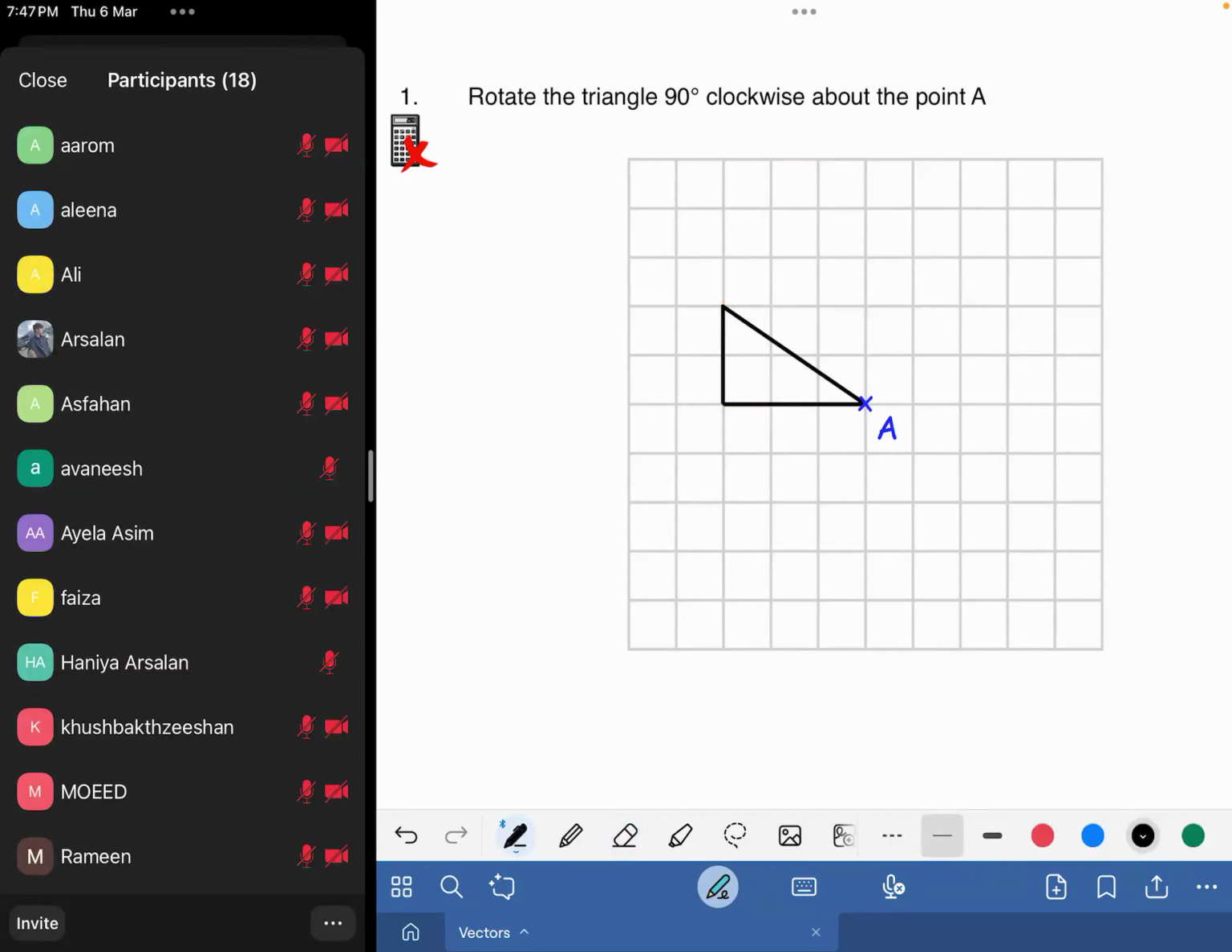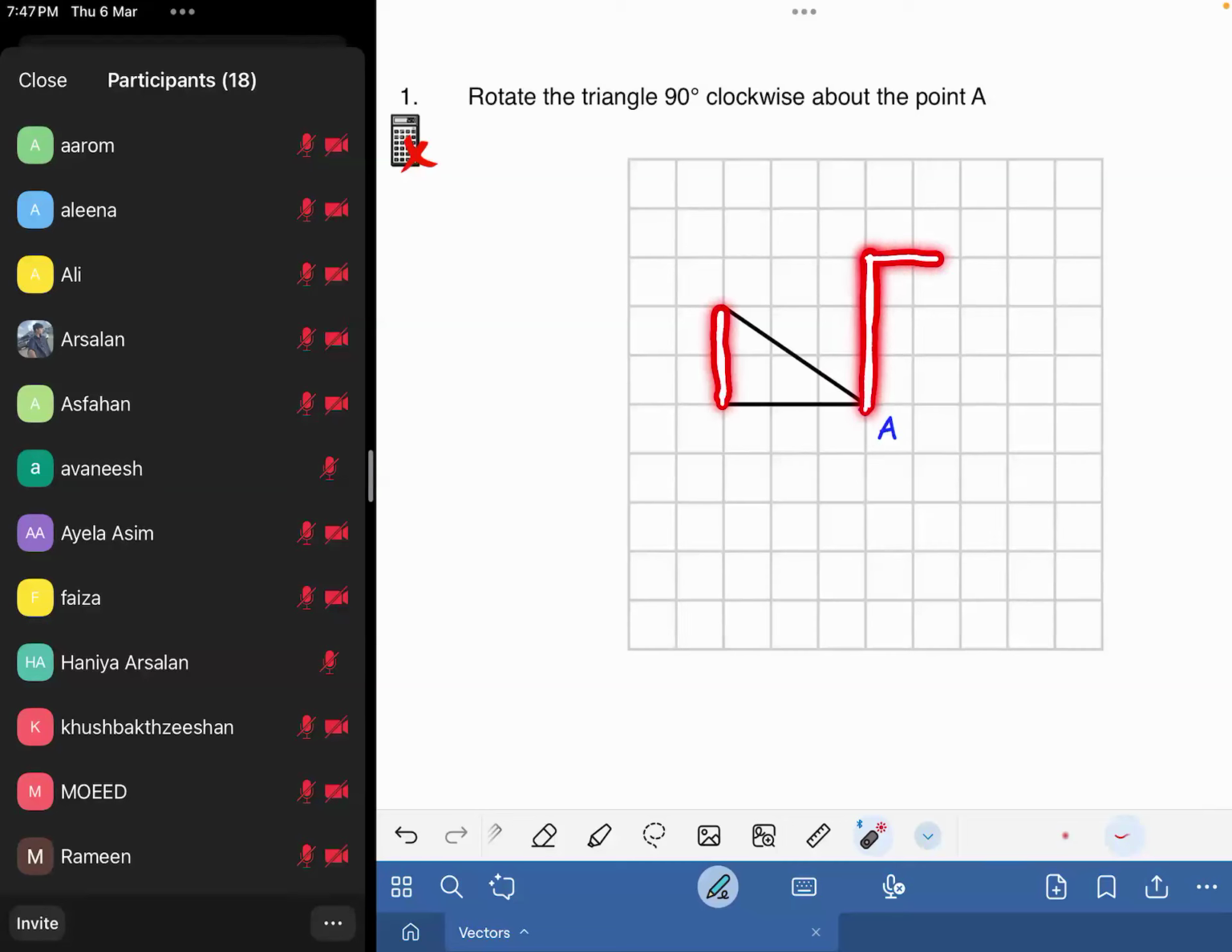You can see one thing, Ayla, that A is my center. The examiner is saying to rotate this triangle 90 degrees clockwise. So obviously I can see that this line is my horizontal and this is my center. So this line will go there. Agree or not? This is a horizontal line, so this will be a vertical line. Agree? After drawing this vertical line, you can see that this line will be on the right side. So then you can draw the rest of the shape on your own.